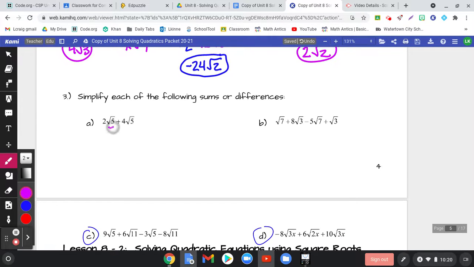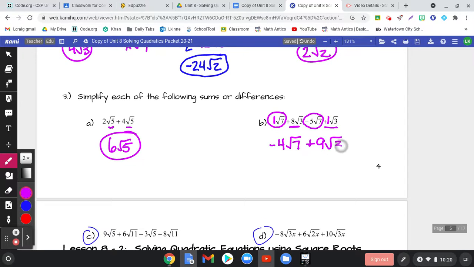So like radicals, you just add the numbers out front. 2 plus 4 is 6, radical 5. Keep the radicand. All right, radical 7, that would be a 1 if nothing's in front, so I have 1 radical 7 minus 5 radical 7. 1 minus 5, negative 4 radical 7. And then 8 radical 3 plus 1 radical 3 would be positive 9 radical 3. So it's kind of like working with variables.